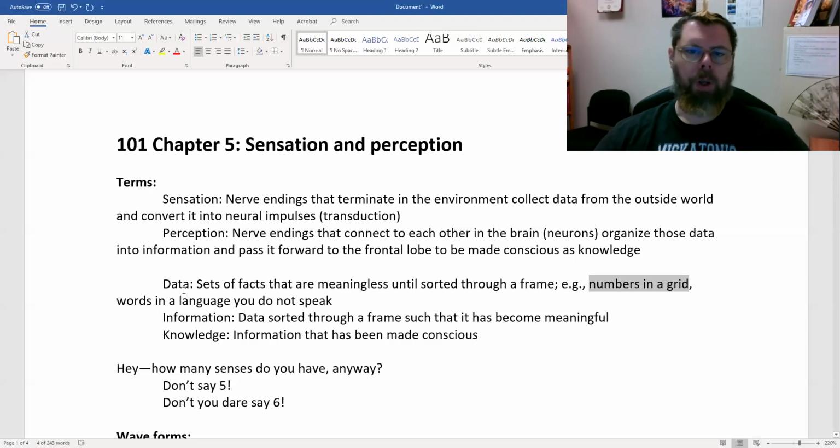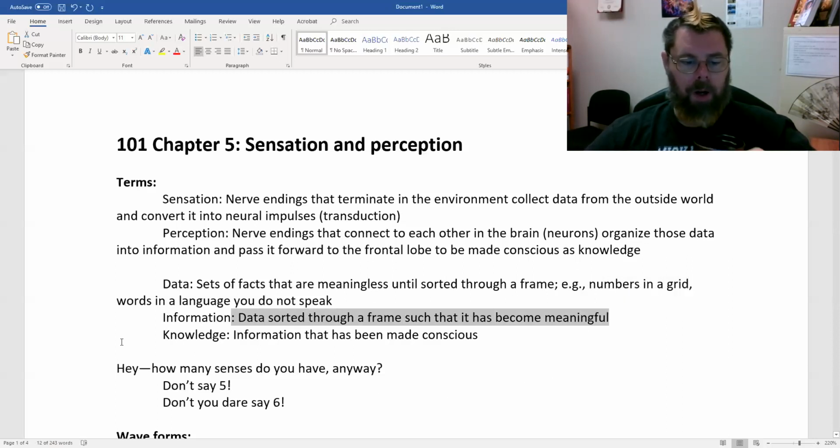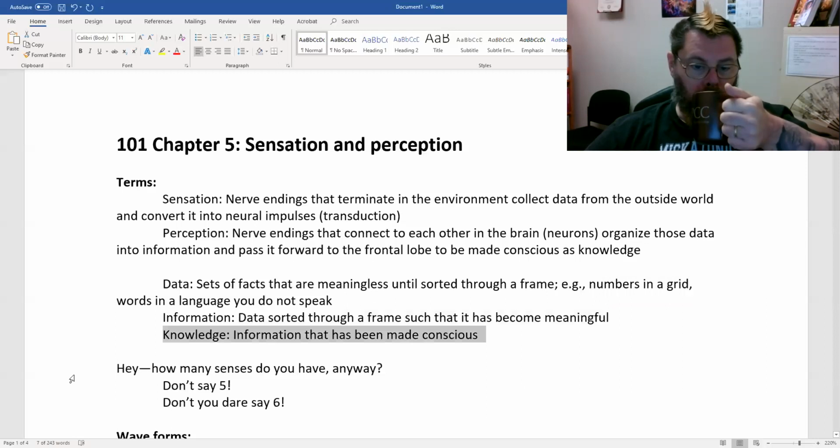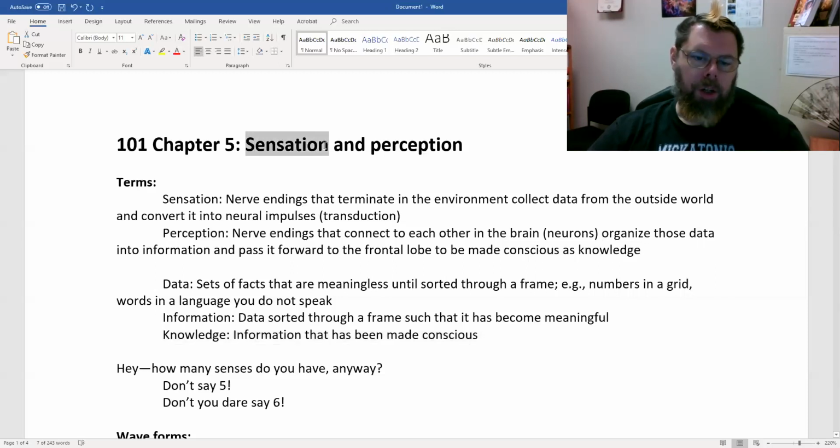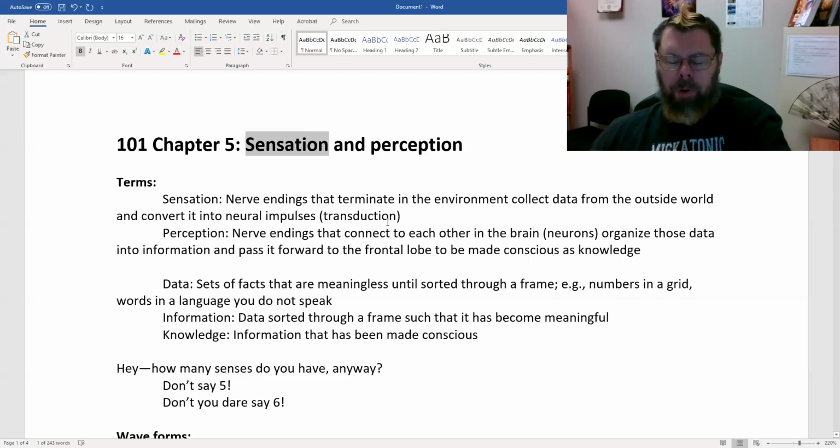I'm going to show you a Bo Lotto video when we get to perception, and Bo is going to misuse these words a little bit. No problem. What he's trying to say is going to be pretty clear. And information is what data becomes once it's sorted through a frame such that it has become meaningful, right? And then knowledge, once you're aware of that information, you have consciousness. All right. So this lecture is going to be about sensation, not so much about perception. That's the next lecture.